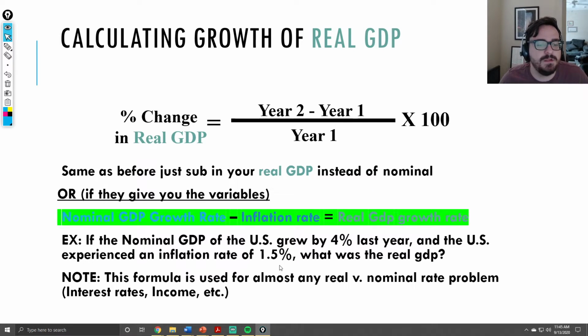That's totally fine. This is also used for any nominal and real rate. So if it says the nominal income grew by 4% and there was 1.5% inflation, how much did real income go up by? Same thing. The word GDP here doesn't actually matter. If there's anything in the place of GDP here, namely interest rate or income, you can use that too. That'll still work. If it's ever a nominal and real rate problem, you can just do nominal rate minus inflation rate, and that gets you the real rate.